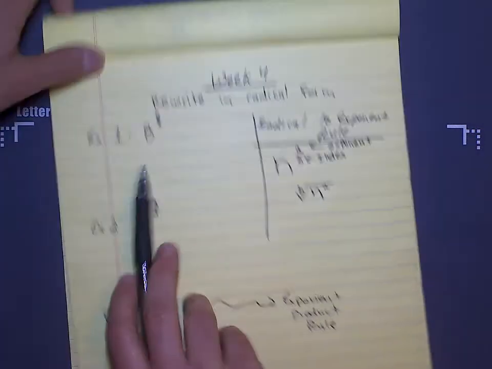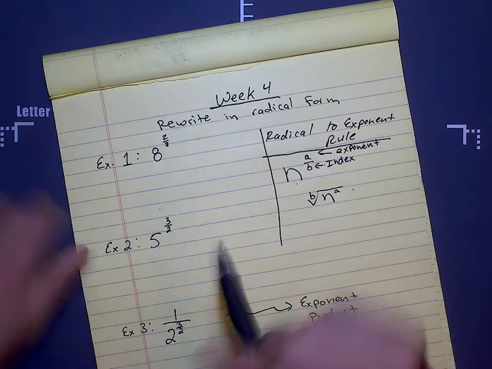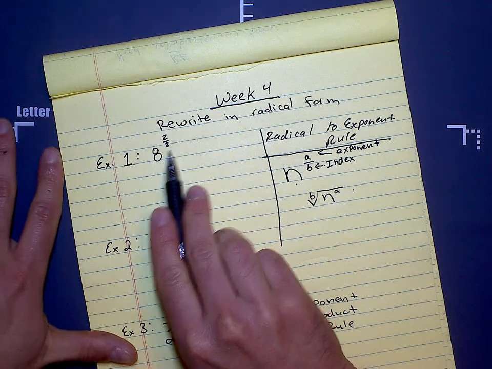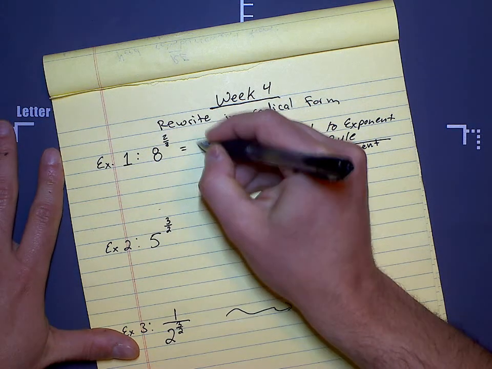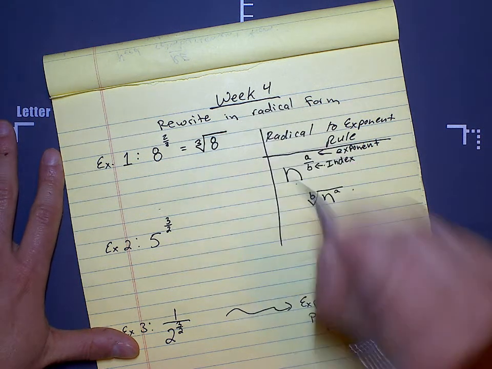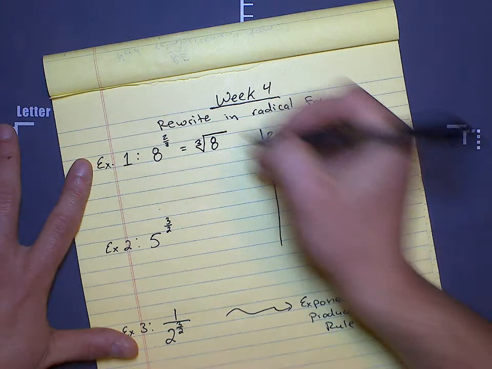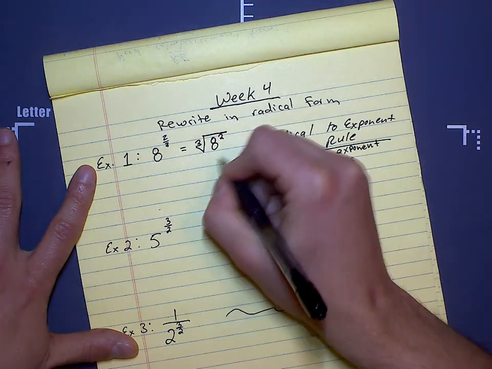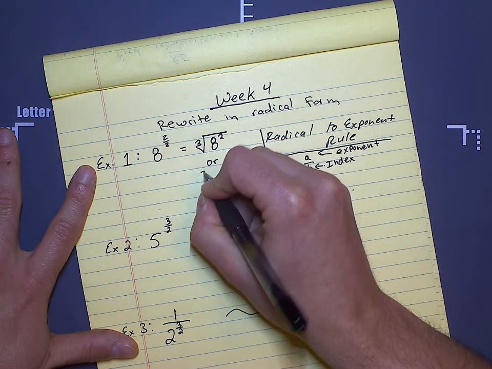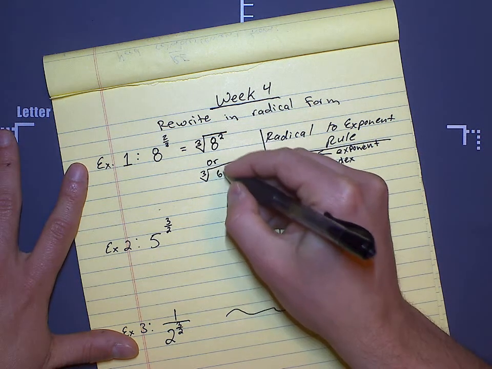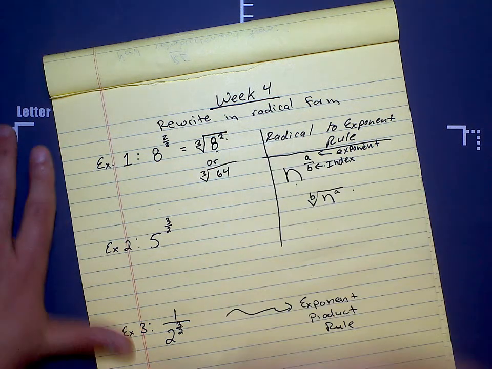So if you have 8 to the power of 2/3, the 3 is acting as the index, so this is going to be a cube root of 8 to the power of the numerator, which is 2, or it's perfectly acceptable to also write this as the cube root of 64, because 8 squared is 64.